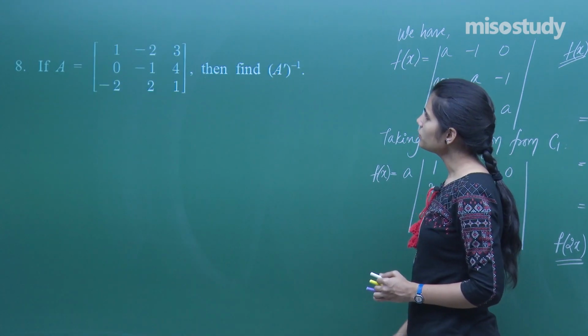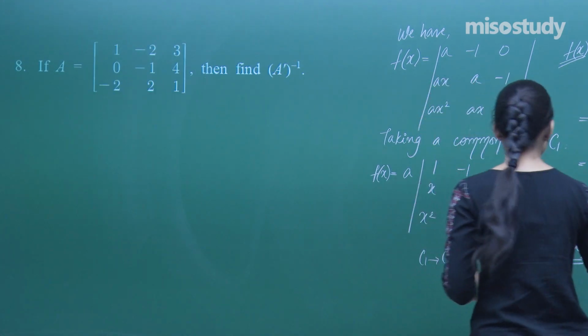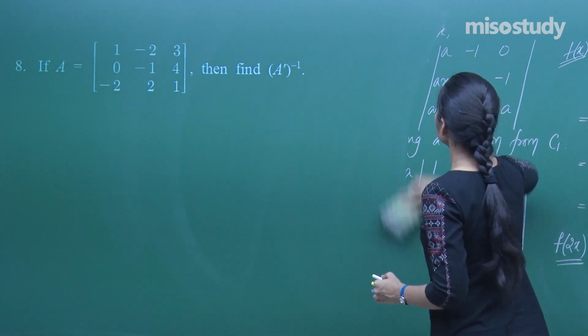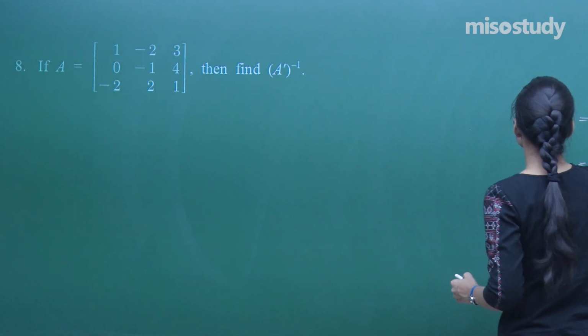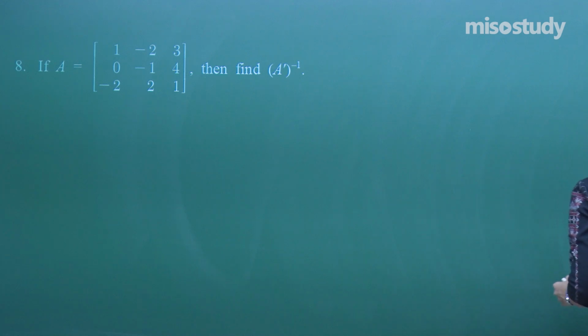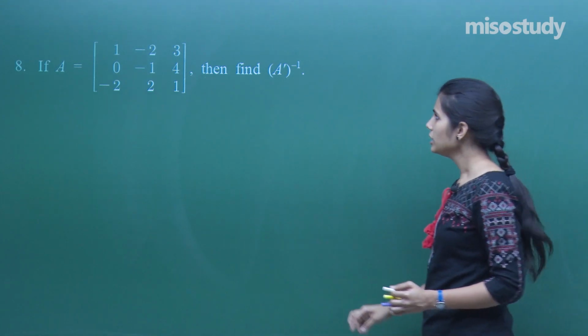Moving to the next question, we have, if a is this, then find the transpose of a's inverse. Okay, you have to find the inverse of a transpose. See, you all know that the inverse of a matrix exists only when its determinant is not equal to 0.